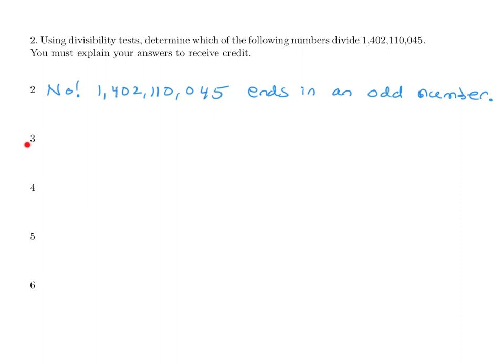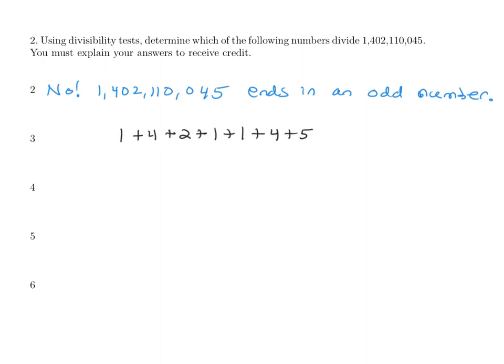Moving on to 3, does 3 divide this number here? The test that we're going to use is we look at the sum of the digits. If 3 divides the sum of the digits, then it divides the entire number itself. So I'm going to look at, let's see, that's 1 plus 4. I'll skip over the zeros. I don't have to write those. I'll just put 2. I'll add the 2 1s. I'll skip over the 2 zeros and put a 4 and a 5.